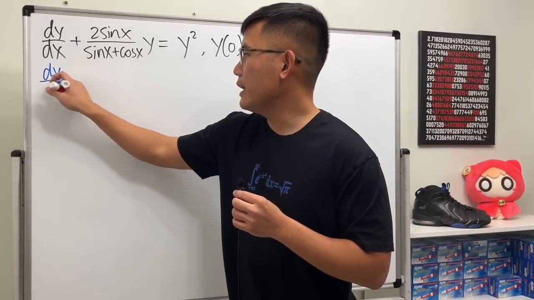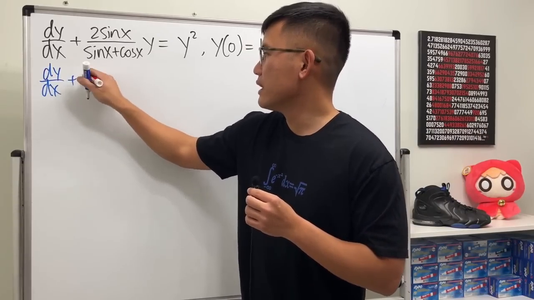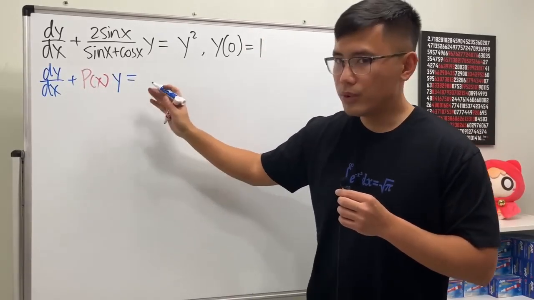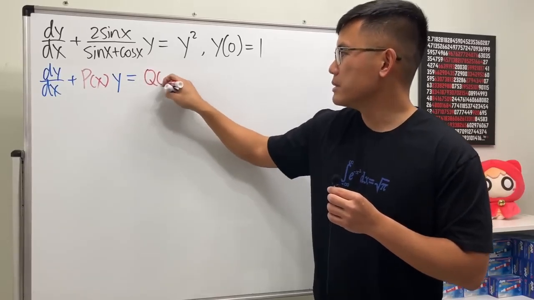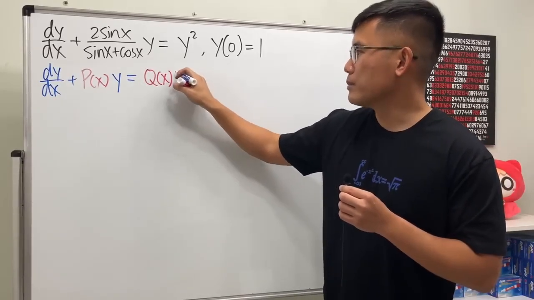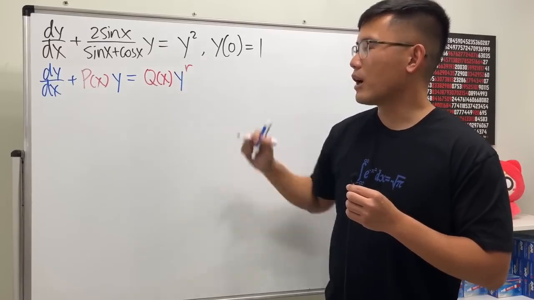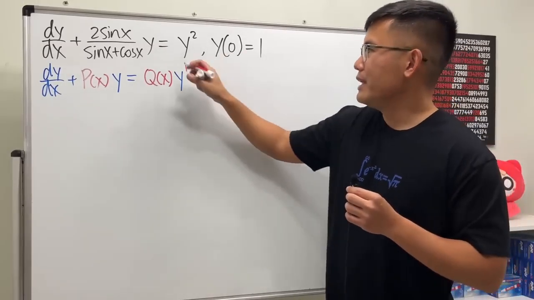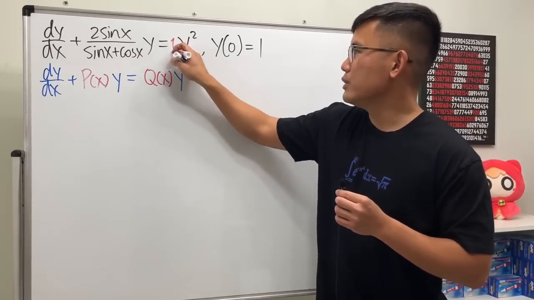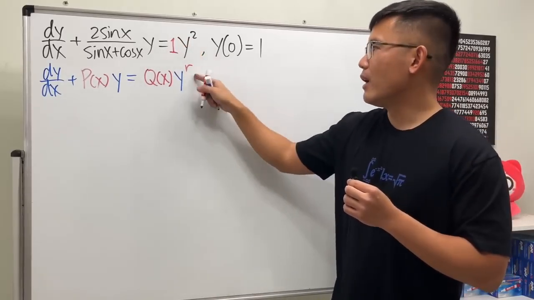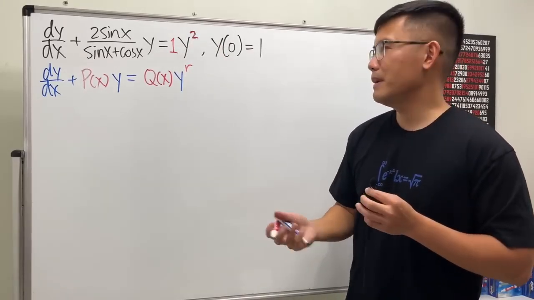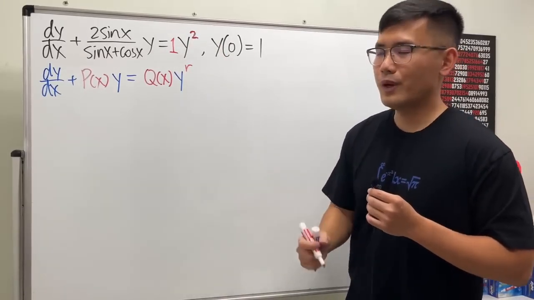We have dy/dx plus some function in terms of just x times y, and this is equal to some function in terms of x, but here we multiply by y to the r's power, and r can be any real number. So in our situation here, q of x is equal to 1, which is okay, and r is equal to 2. Okay? And how do we solve this though? Well, I will tell you.